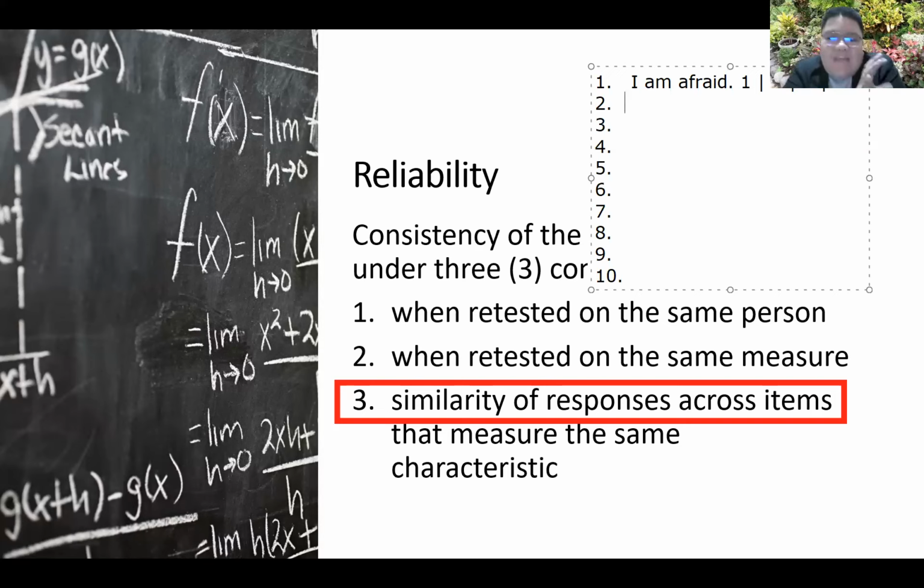So class, pag sinabi kong similarity of responses across items, that would mean that if my participant or my learner indicated na anxious siya dito sa item 1, dapat sa item 2 anxious din siya. Dapat sa item 3 anxious din siya. If from items number 1 to 5, parang yung sagot niya consistently na anxious siya.